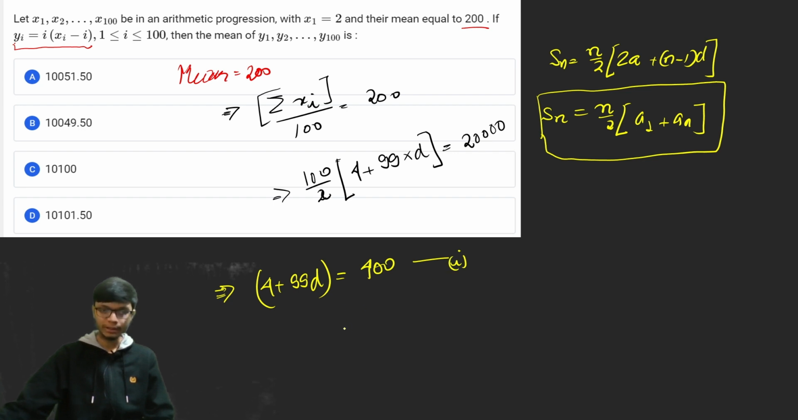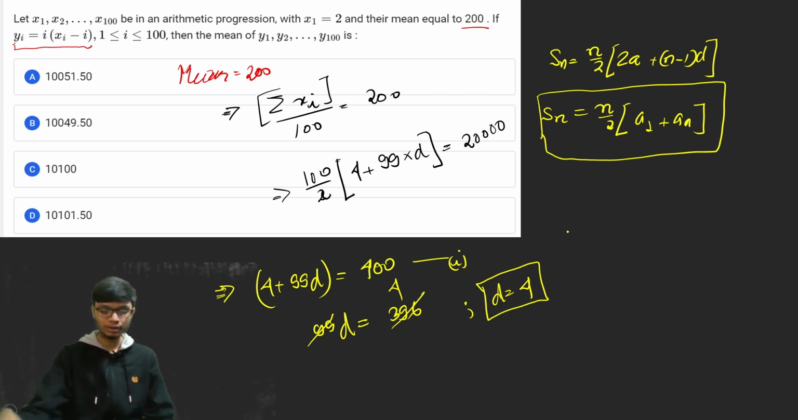So from here you get the value of d. 99d is equal to 396, and if you cancel 396 with 99, it is 4 times. So the value of d is equal to 4. So you got an AP whose common difference is 4, and the first term is given as 2. Now we need to look for the sequence yi.